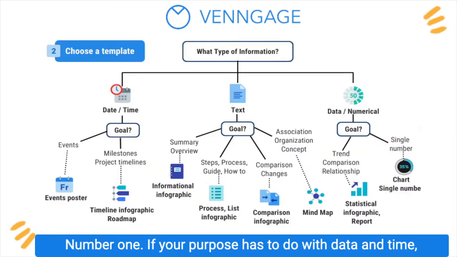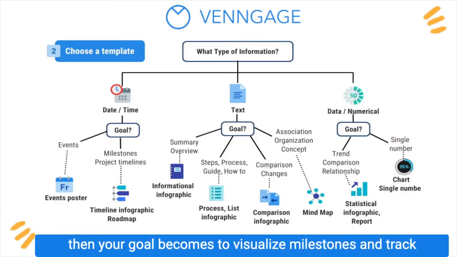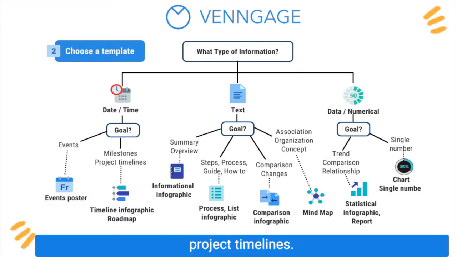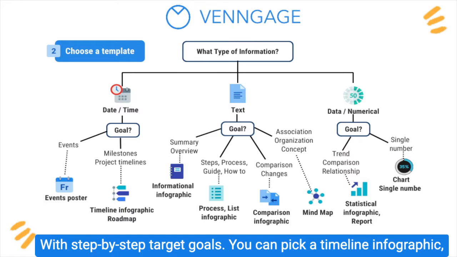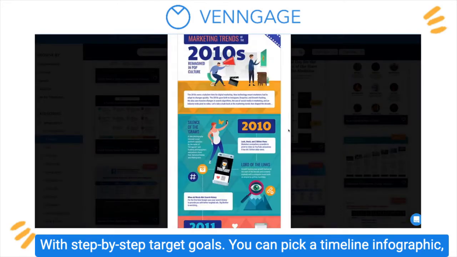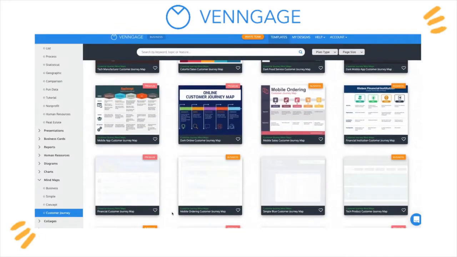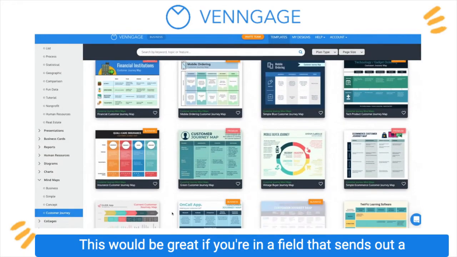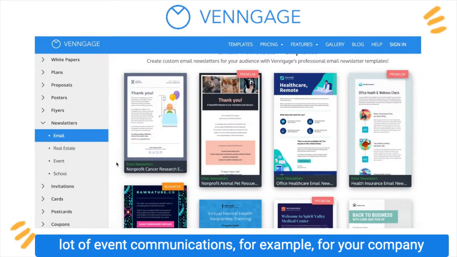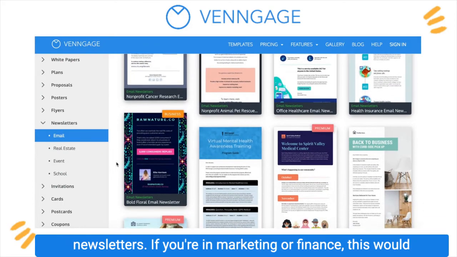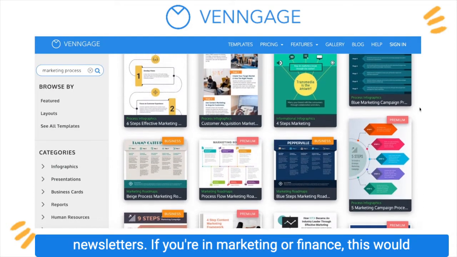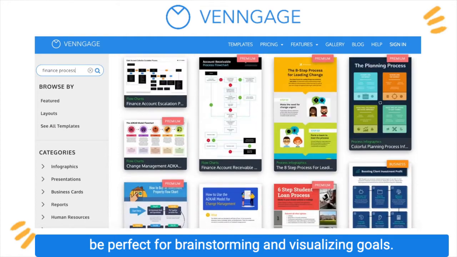Number 1. If your purpose has to do with date and time, then your goal becomes to visualize milestones and track project timelines with step-by-step target goals. You can pick a timeline infographic, mind map, roadmap, or process infographic. This would be great if you're in a field that sends out a lot of event communication, for example for your company newsletters. If you're in marketing or finance, this would be perfect for brainstorming and visualizing goals.